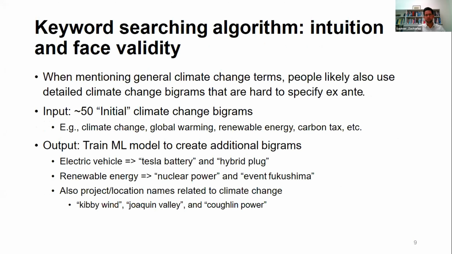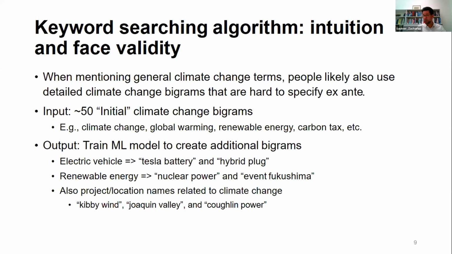The intuition is very simple. The idea is that when mentioning general climate change terms, people also like to use detailed climate change bigrams that are hard to specify ex ante. So in order to capture these hard-to-specify climate words, we use that it's likely that these more complicated, more specific terms are used in the context where the more general terms are being used. So what we do is we define as an input an initial list of 50 climate change bigrams that are without doubt related to climate change.